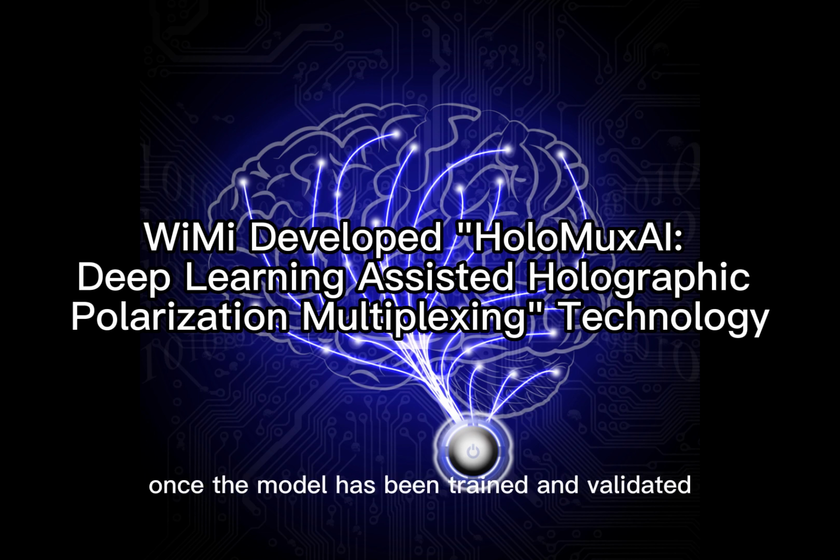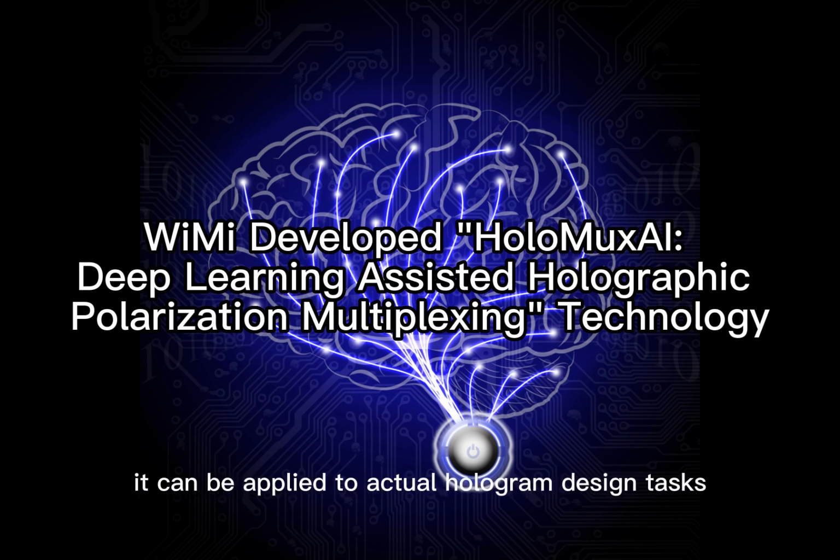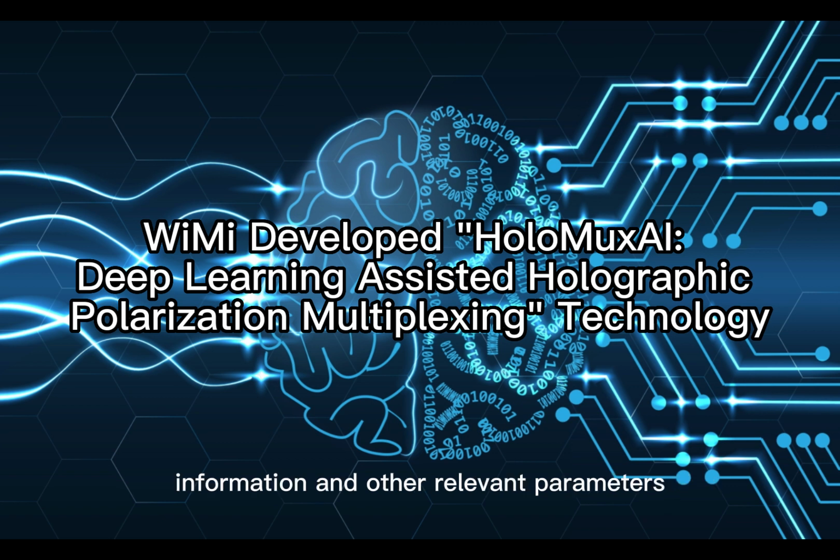Practical application. Once the model has been trained and validated, it can be applied to actual hologram design tasks. Users only need to provide the required polarization information and other relevant parameters, and then use the deep learning model to generate the corresponding hypersurface structures to achieve the desired holographic polarization multiplexing. WiMi's HoloMuxAI technology combines the power of deep learning, making it possible to automate the generation of complex holographic polarization multiplexing images without the need for manual design and complex physical calculations.